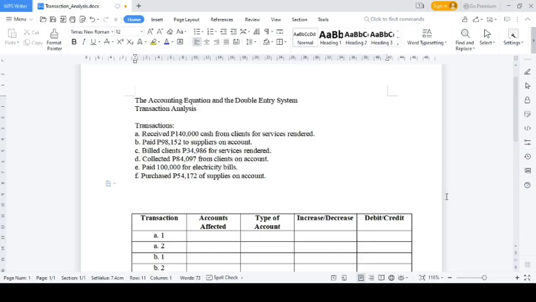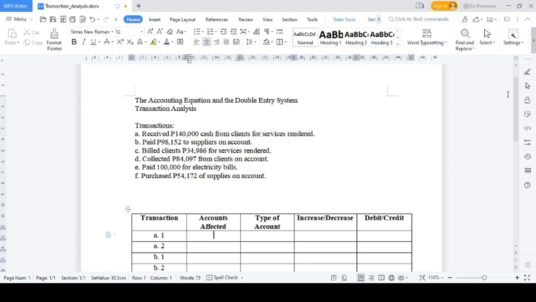Okay, our topic today is the transaction analysis in the accounting equation and the double entry system. So here are 6 sample transactions that we will try to answer. First, for letter A, the business received 140,000 cash from clients for services rendered. So we received cash and it is for the services rendered by the company or the business.